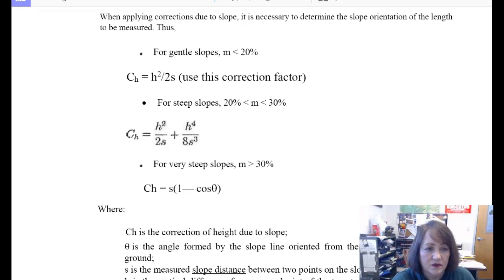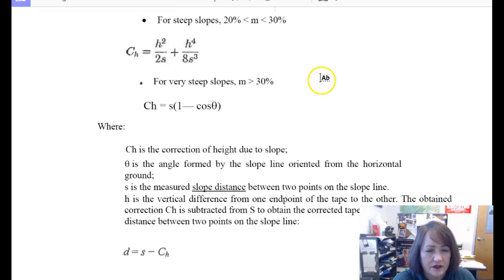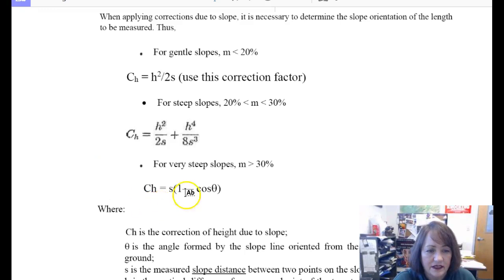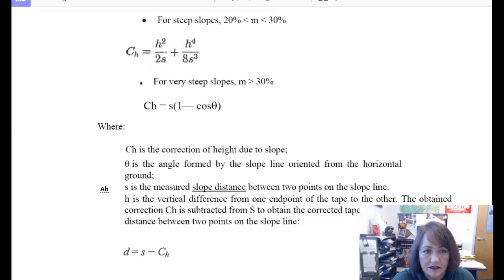Now for our purposes, we are always going to be using the correction for a gentle slope. Or in other words, this equation right here, which is C sub h, which is the correction factor, is equal to h squared over 2 times s. And those variables are defined down here. h is the vertical distance, so if you have 3 feet of drop, for example, that would be your h. We're not going to have to use theta, but theta would be the angle if we have this very, very steep correction. And s is the slope distance.